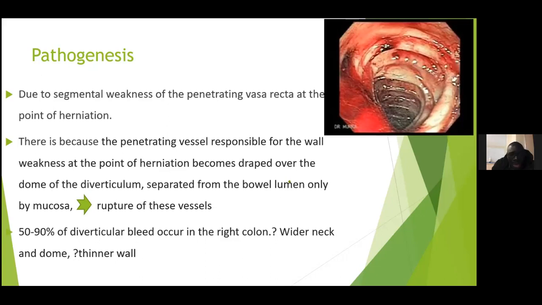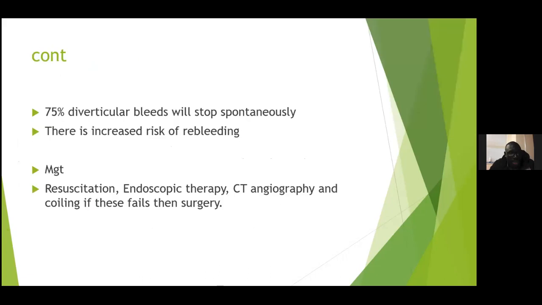Well, we can't really say the reason why it occurs in the right colon, but it is said to be linked to the wider neck and the dome. But well, these are just postulations. We don't really have good evidence to support that. Most of them did stop spontaneously. However, there is still an increased risk of rebleeding.